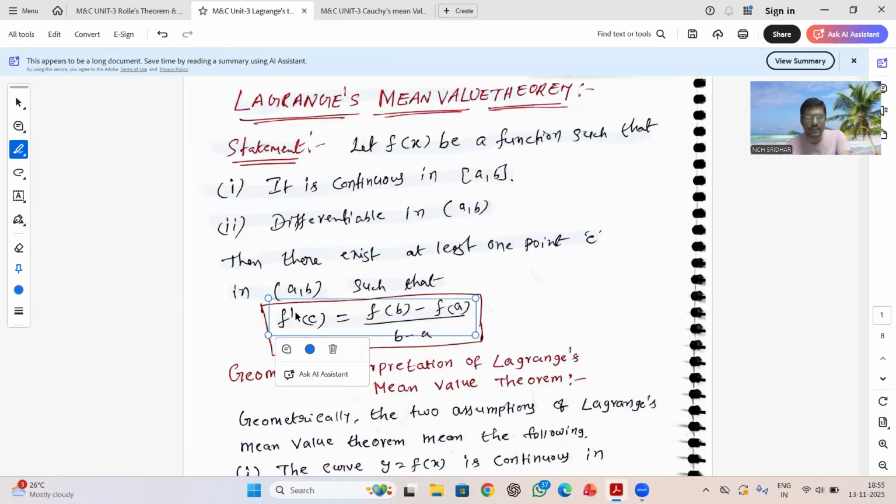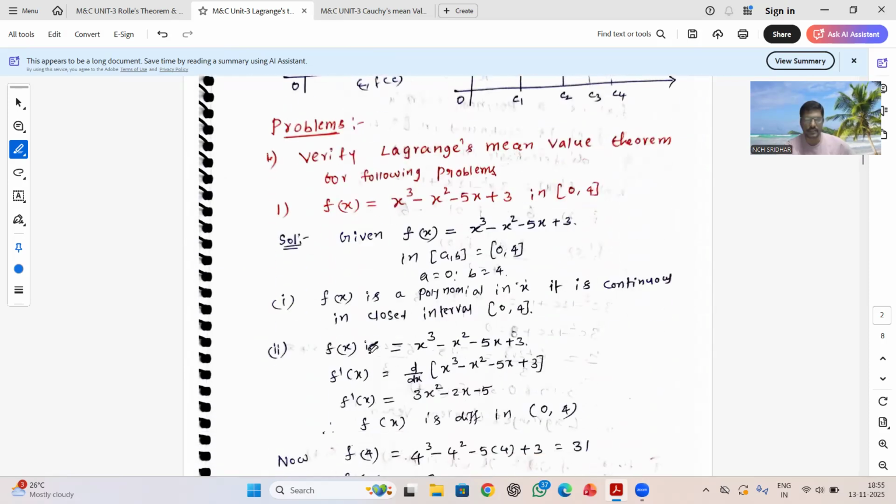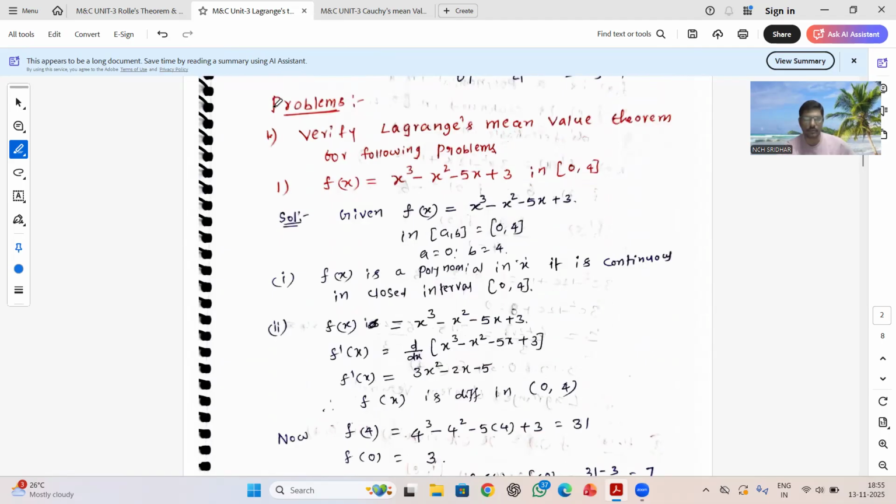Now we need to find the c value using this condition, f dash c is equal to f of b minus f of a by b minus a. According to the function, we will verify the conditions. Now we move to the problem. Geometric interpretation is not needed. So now coming to Lagrange's theorem, one problem is given here. Problem: verify Lagrange's mean value theorem for the following problems. This is the first problem. f of x is equal to x cube minus x square minus 5x plus 3 in (0, 4).